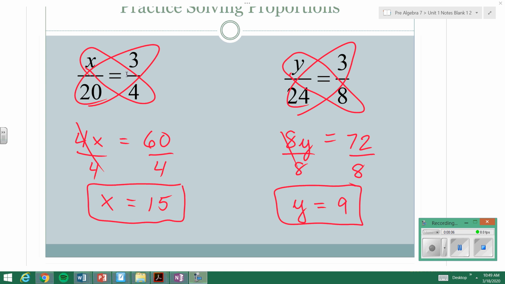Okay, on the first two practice problems, I found the one cross product was 20 times 3, which was 60. The second cross product would be 4 times x, which is 4x, of course. One step of inverse operations, and you're done. x is 15. 24 times 3 is 72, and 8 times y will be algebraically 8y. And then I'm going to undo the multiplier by dividing, okay? And y is equal to 9.